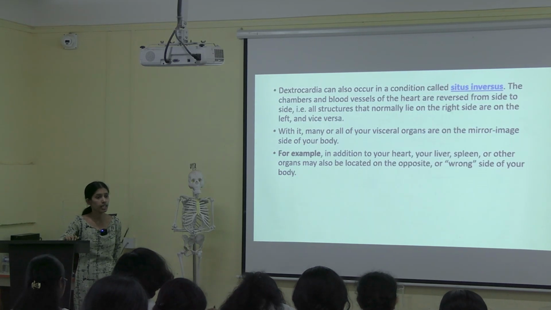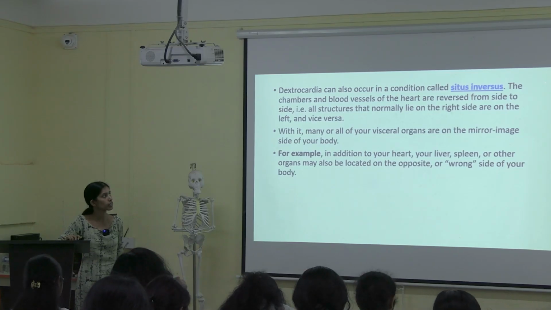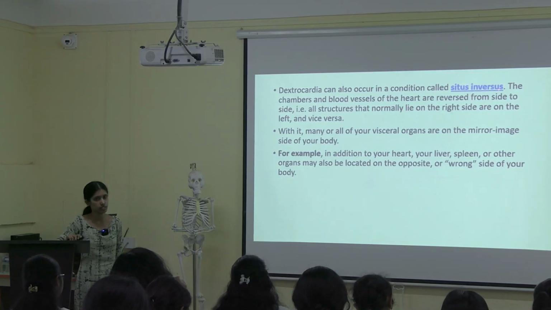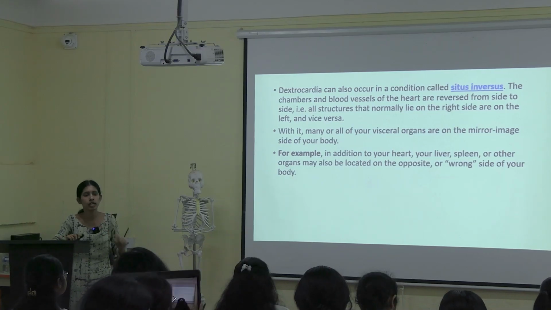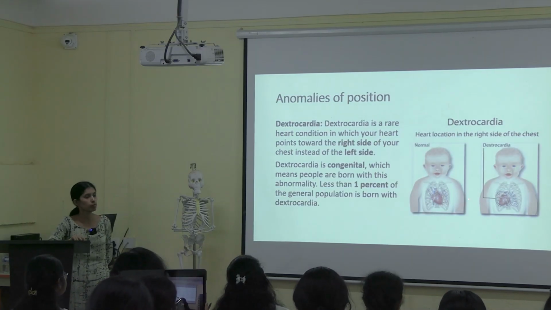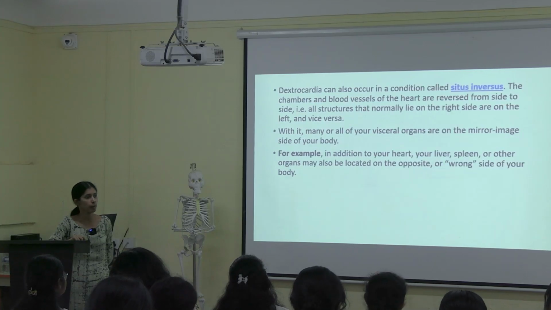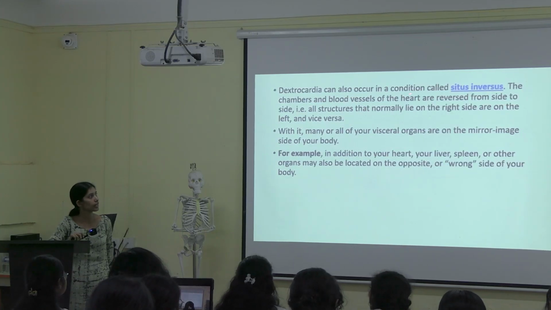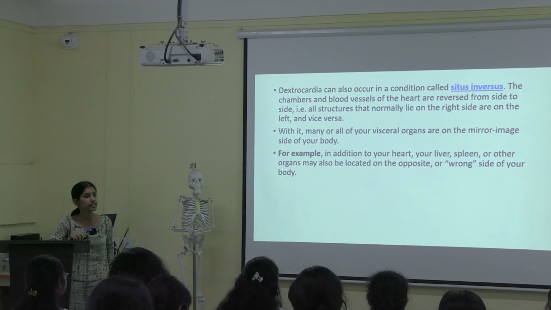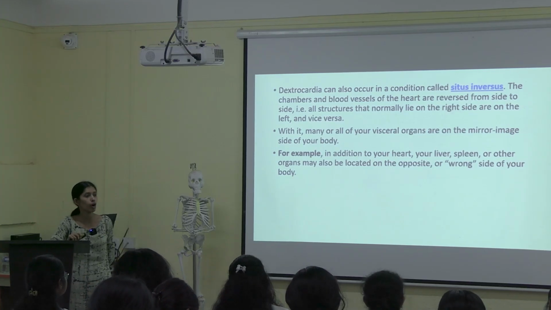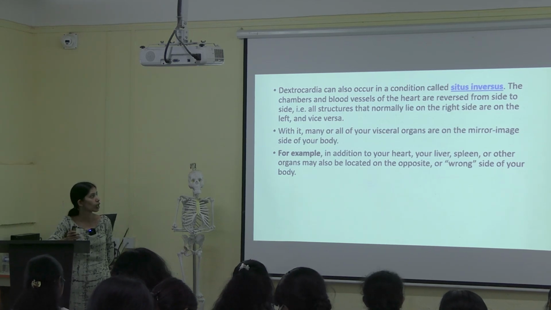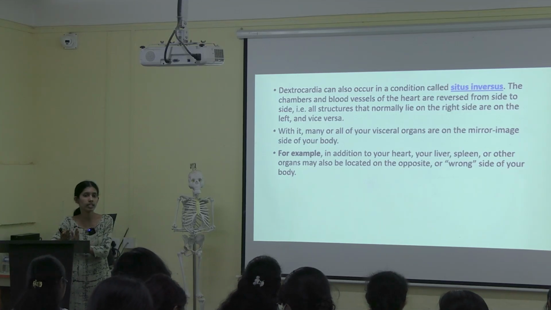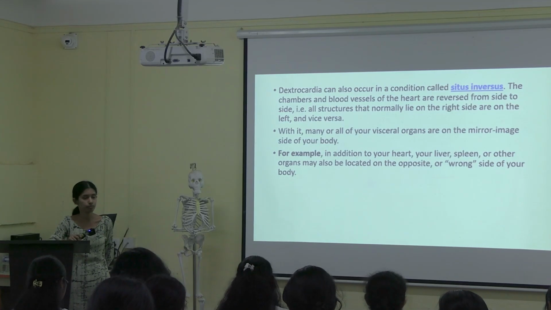Okay, Dextrocardia can also occur in a condition called situs inversus. Okay, normally Dextrocardia means your heart is pointing towards the right side, but if it is present along with the condition called situs inversus, the chambers and blood vessels of the heart are also reversed from side to side. That is, all the structures that normally lie on the right side will be present on the left side, and vice versa.